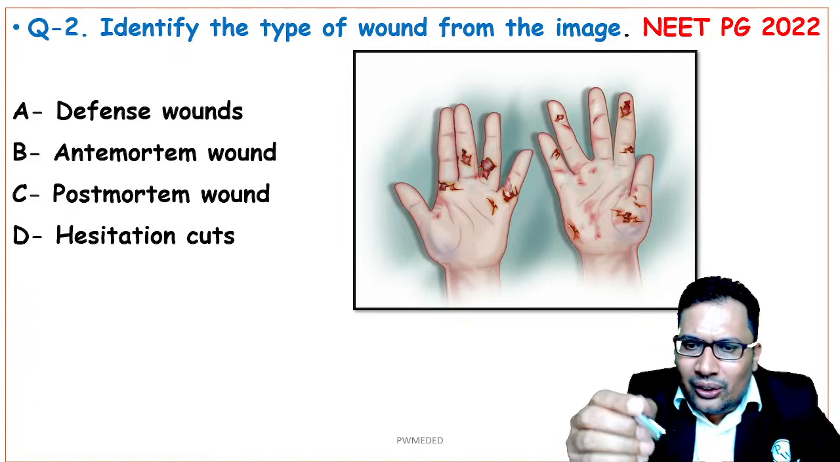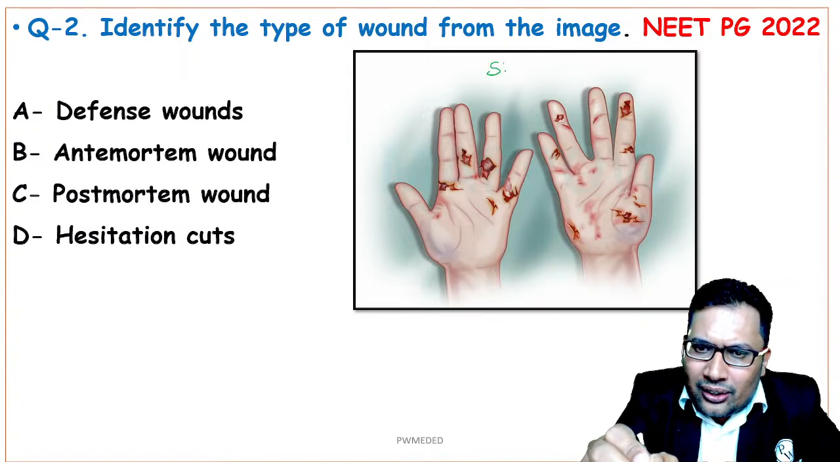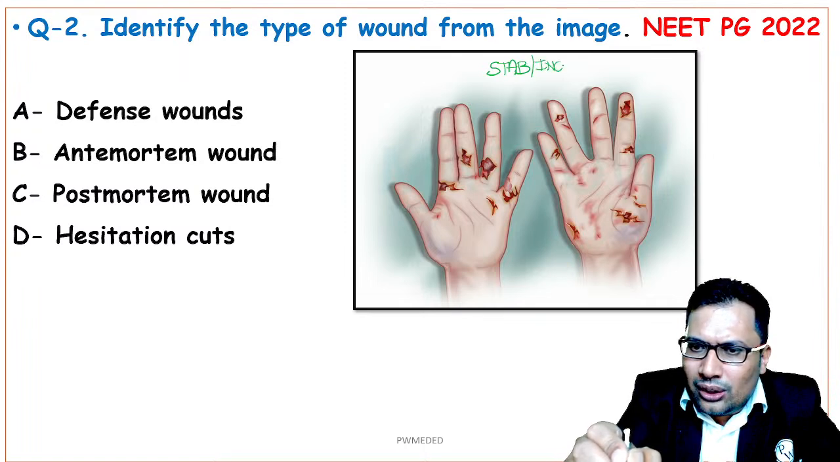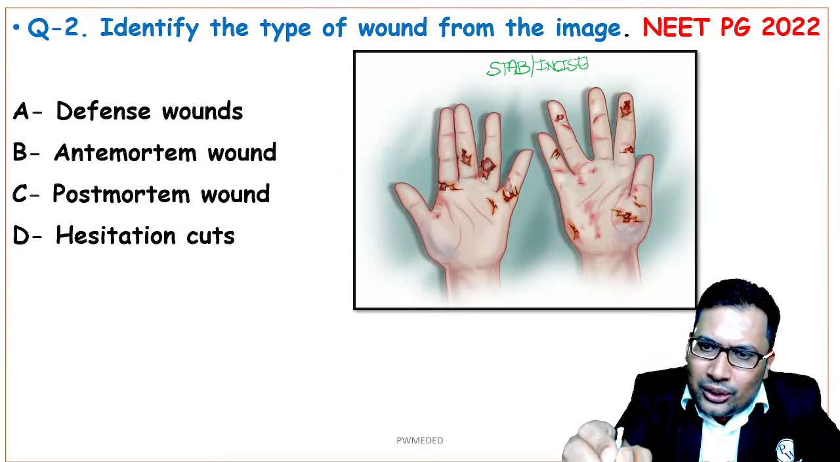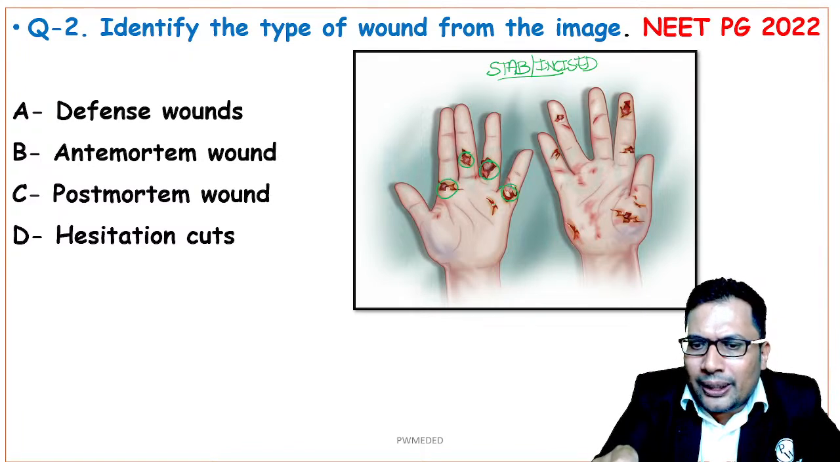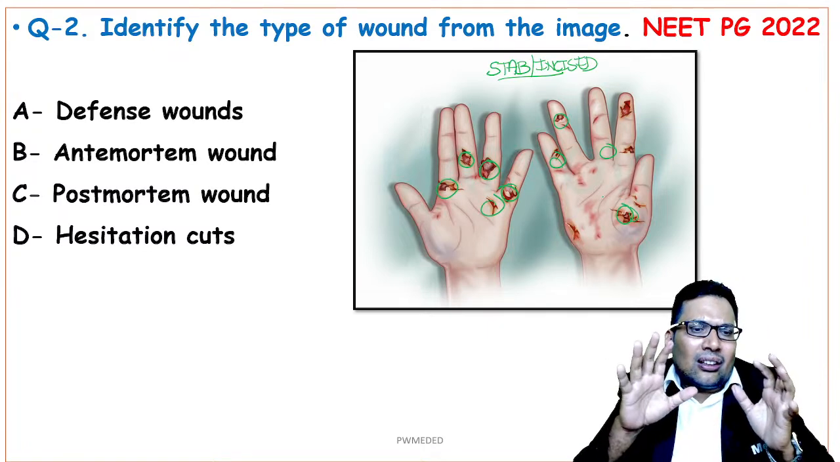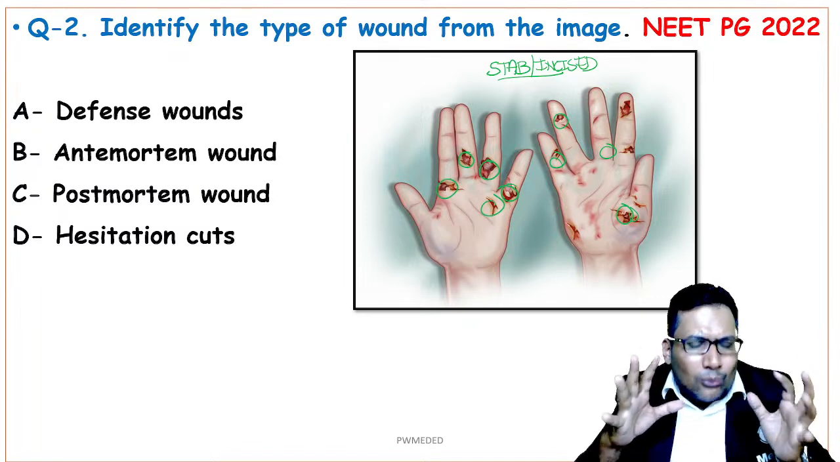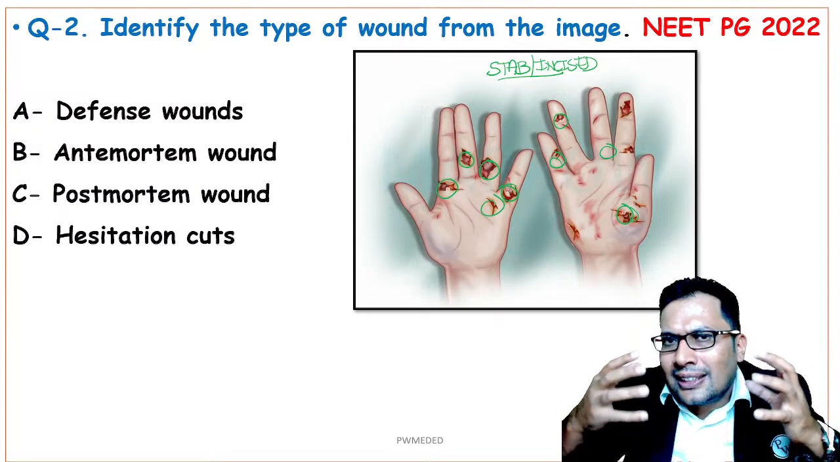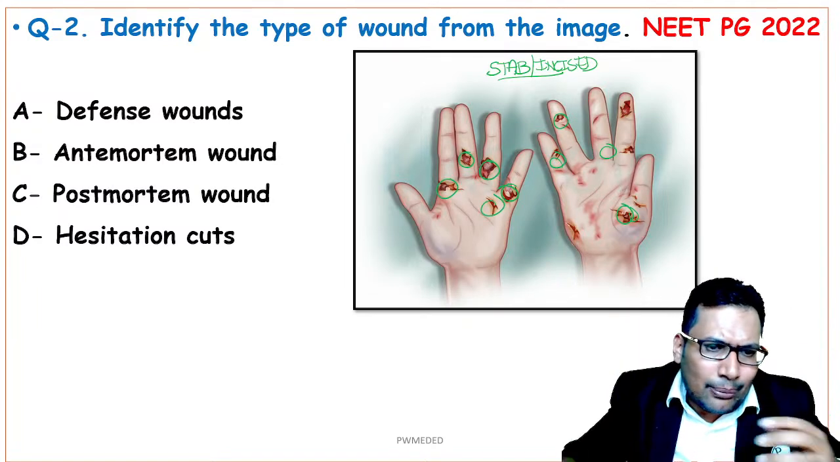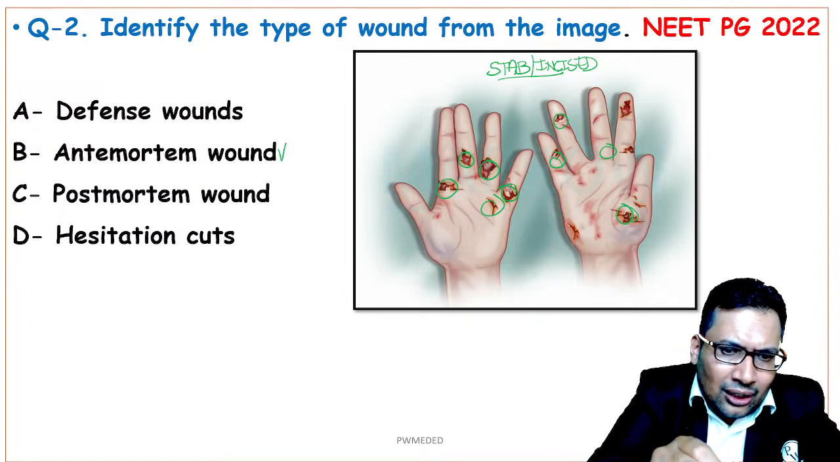You can see here some stab wounds or some incised wounds. Multiple are there, over the web space. So I think it is definitely antemortem only. Antemortem has a vital reaction and all. So B is also okay, fine.